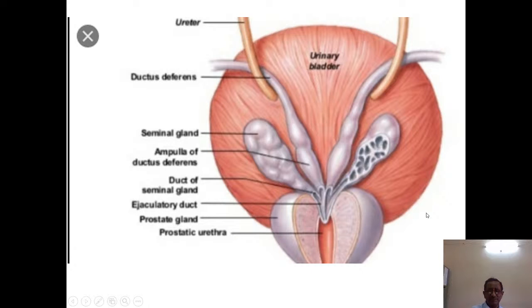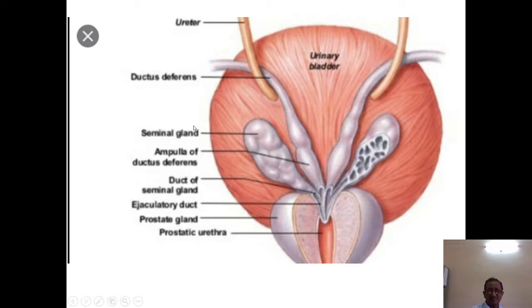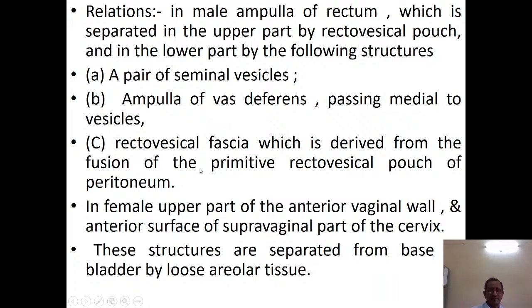So this is the base, this is the upper part of the base. This part is covered by peritoneum up to the upper part of the seminal vesicles, ductus. This is the seminal glands. So up to here it is covered by the peritoneum and the lower part is not covered by peritoneum. It is called the external triangle.